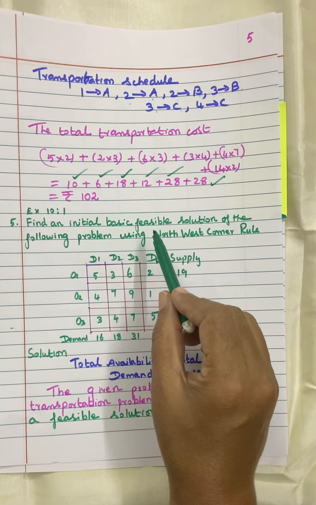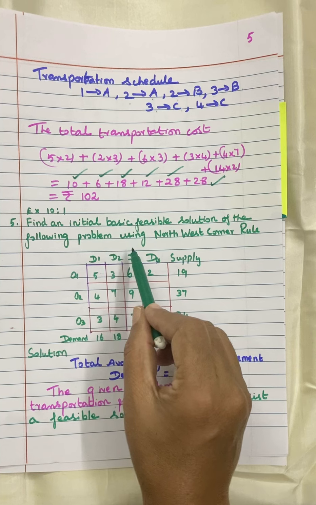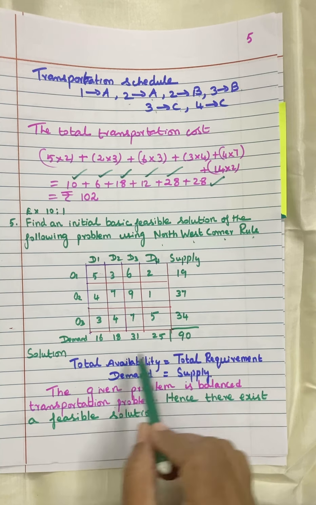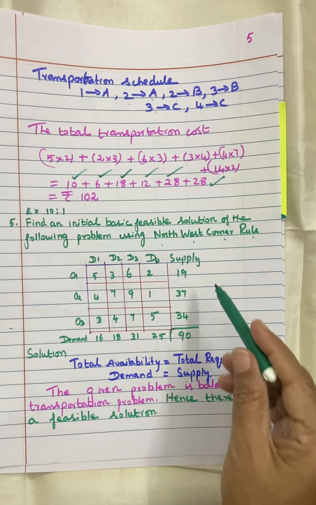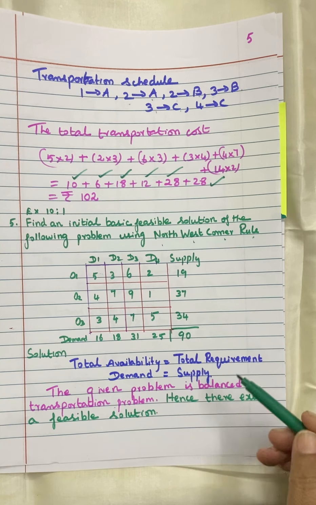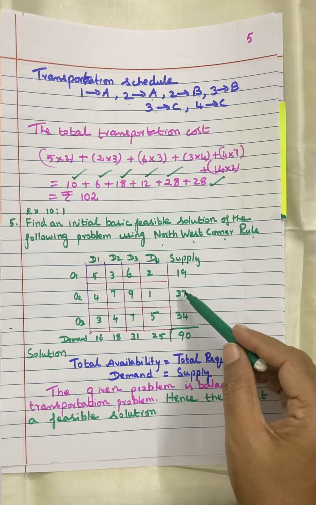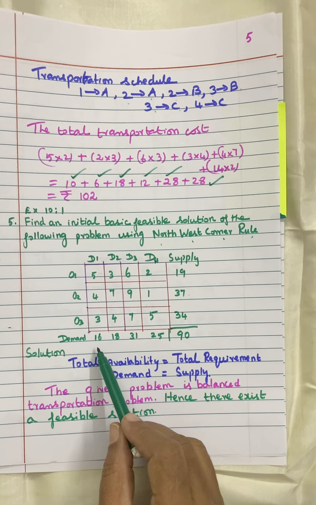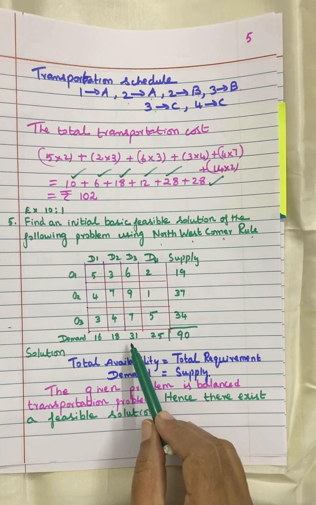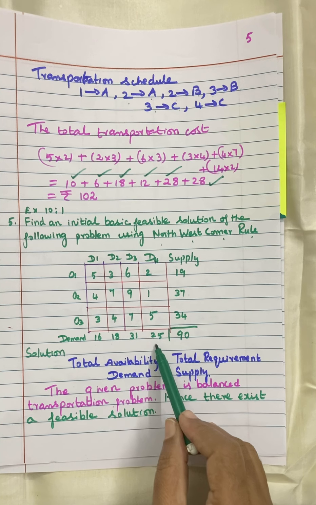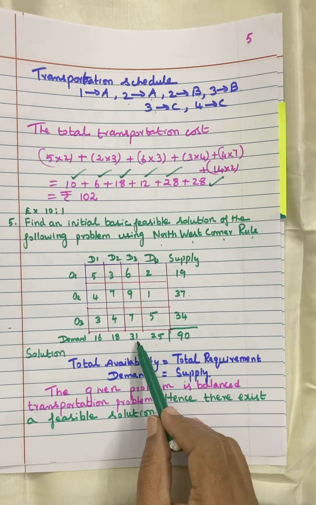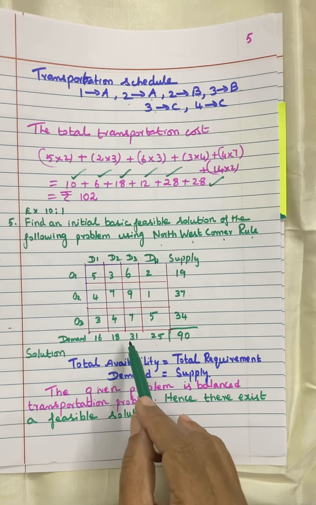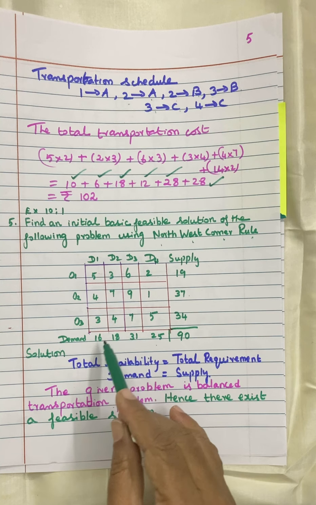Find the initial basic feasible solution of the following problem using northwest corner rule. So this is the problem given to us. We'll see whether the total demand and the supply are equal. 30, 60, 70, 86, 90. Here 10, 20, 50, 60, 70, 76. Then 84, 90.